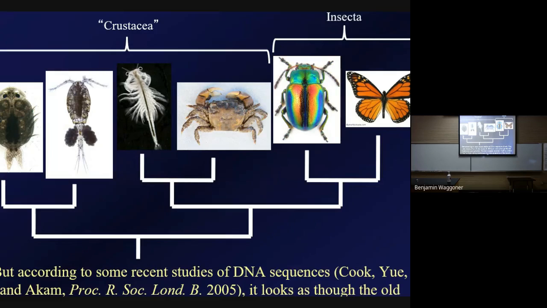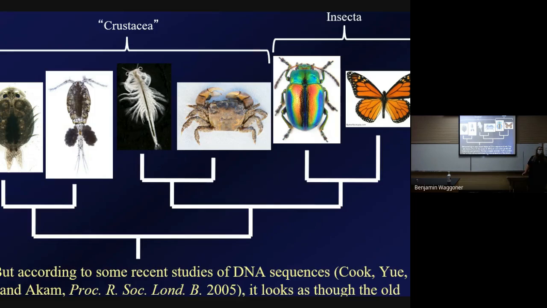But what we've been able to do is take DNA from these critters and work out the order of base pairs. You know, read the ATG, ACC, GG, ATT, whatever. Compare DNA from all of these organisms with all of the others. And it now looks as though this old group that we used to call Crustacea also has to include the insects as well.